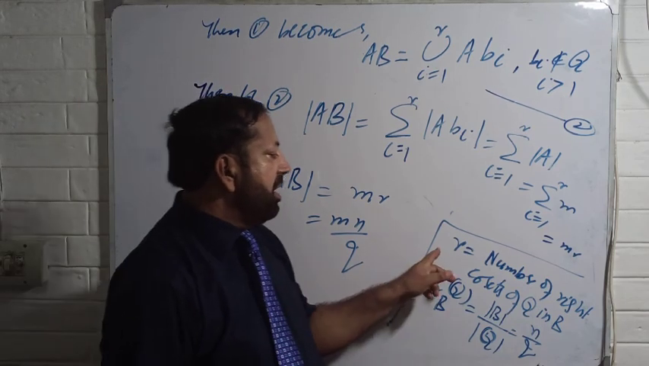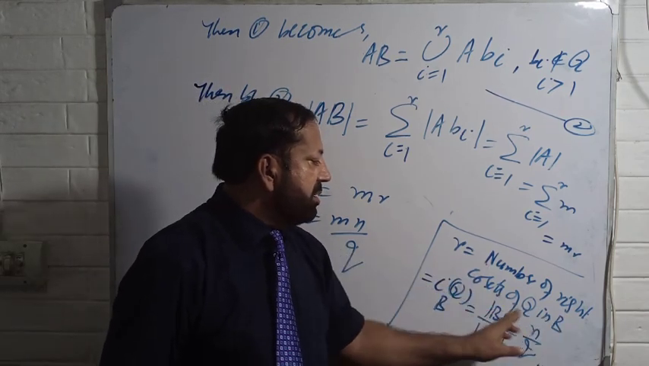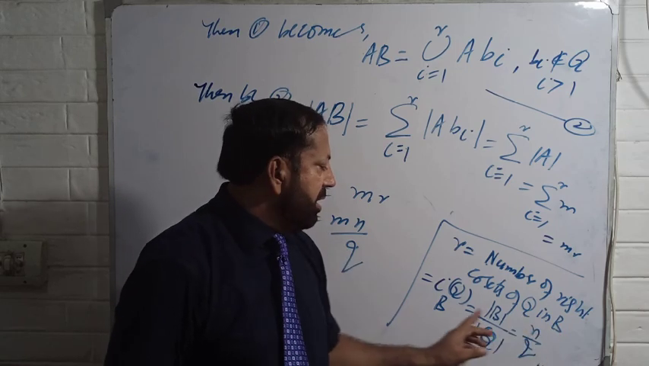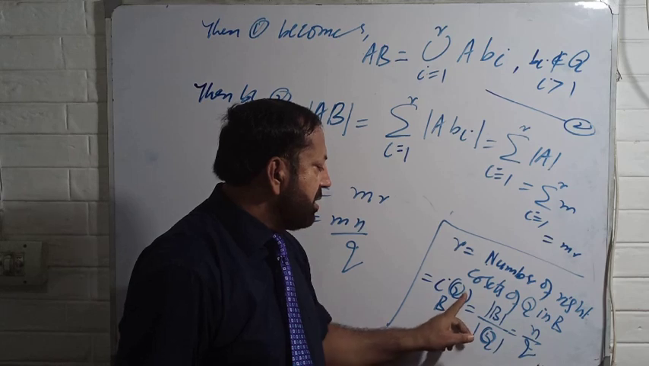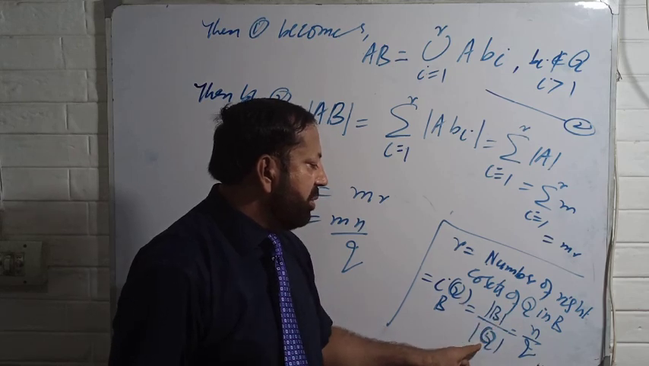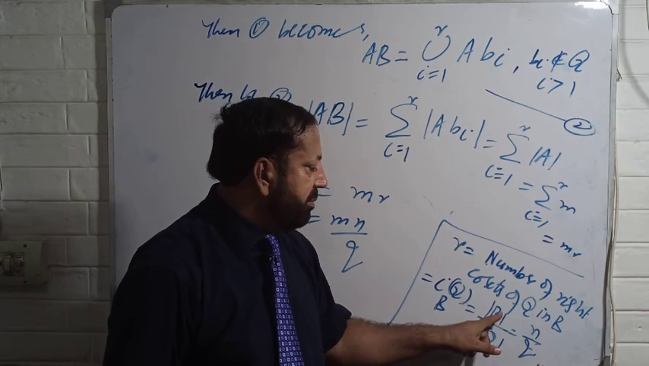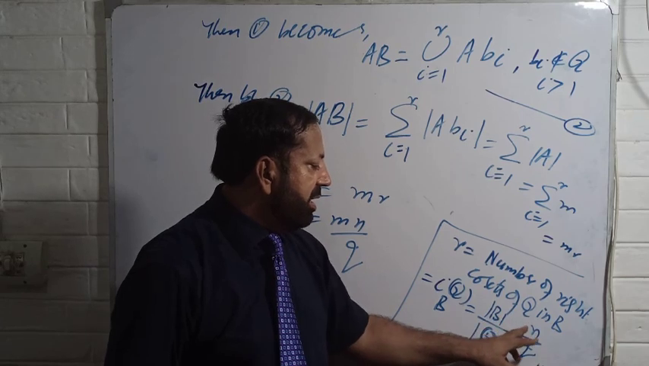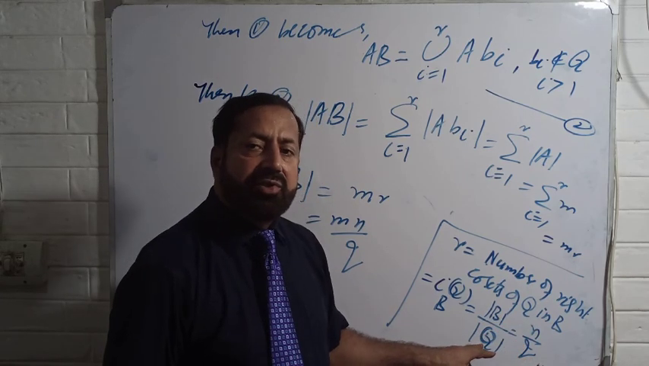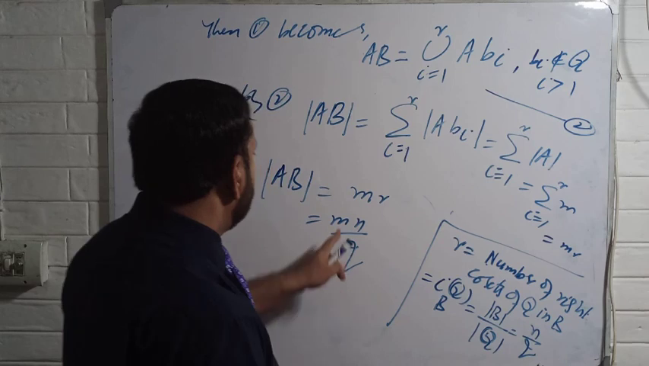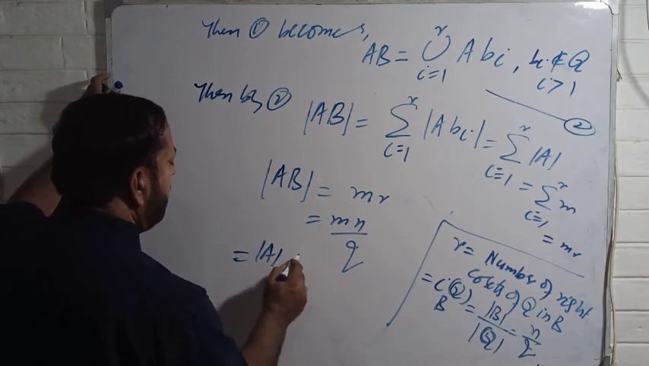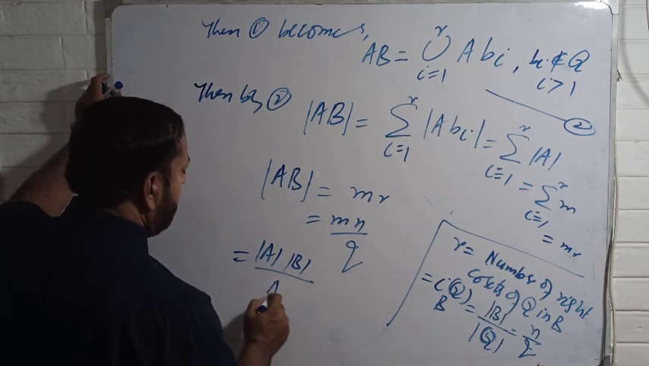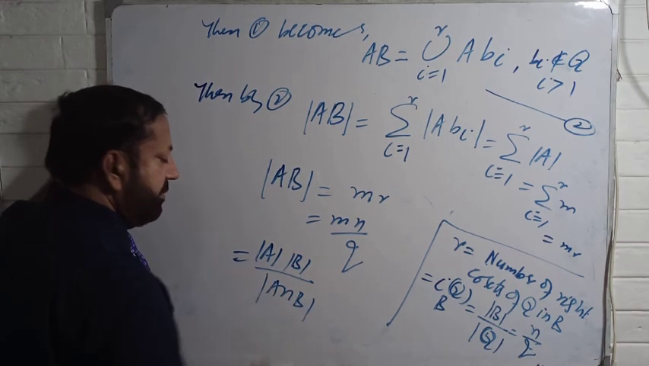We have supposed that R is the number of right cosets of Q in B, and this was in fact the index of Q in B. And the index of Q in B is the order of B by the order of Q, because Q was a subgroup of B. So the order of B is N, and the order of Q, which was A intersection B, is equal to Q. So this is MN by Q. What is N? This is the order of A. This was the order of B, and then the order of A intersection B.